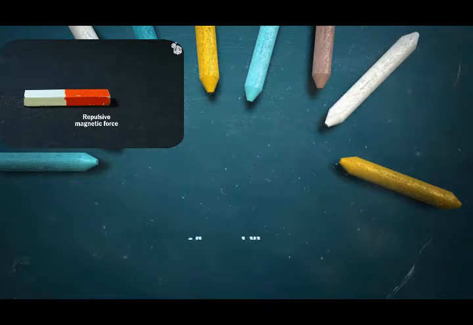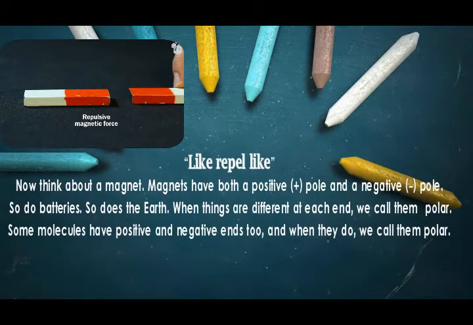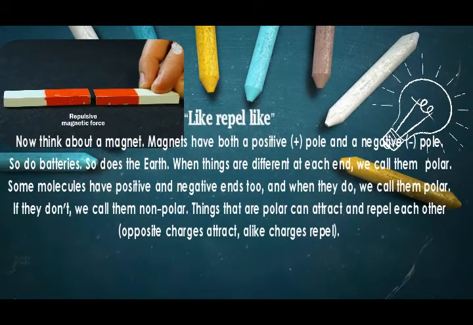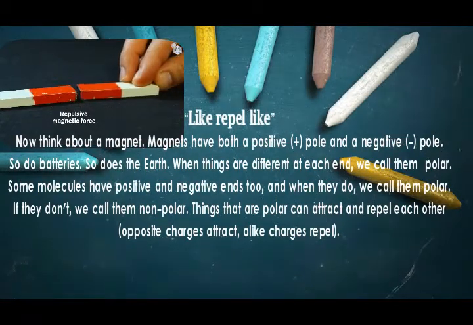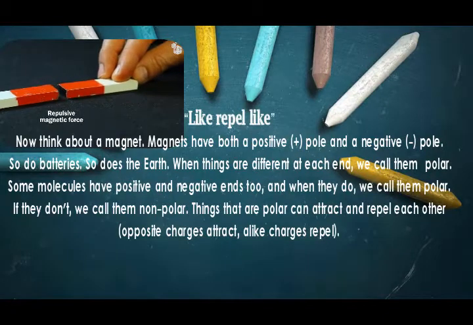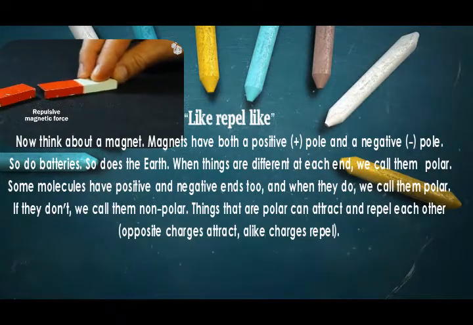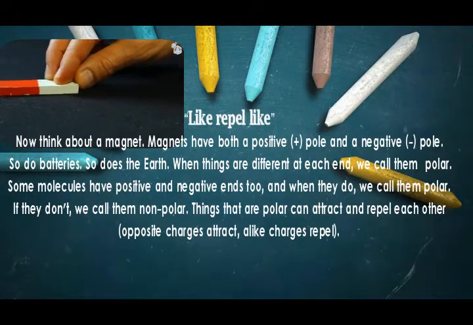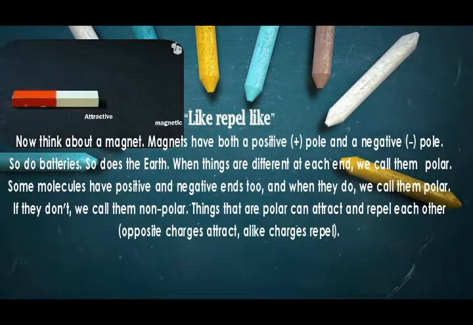Now, think about the magnet. Magnets have both a positive pole and a negative pole. So do batteries. So does the Earth. When things are different at each end, we call them polar. Some molecules have positive and negative ends too, and when they do, we call them polar. If they don't, we call them non-polar.